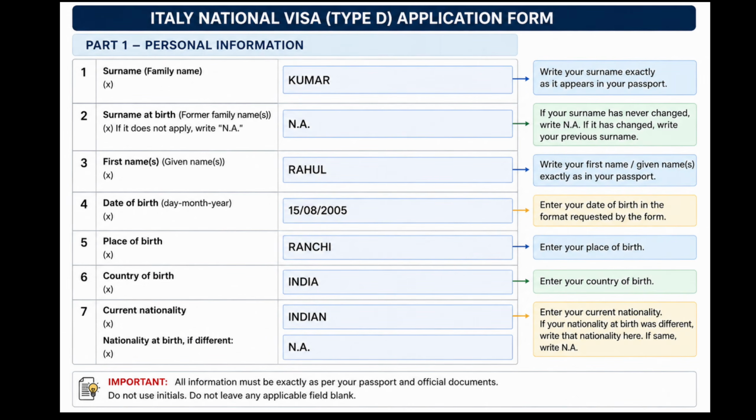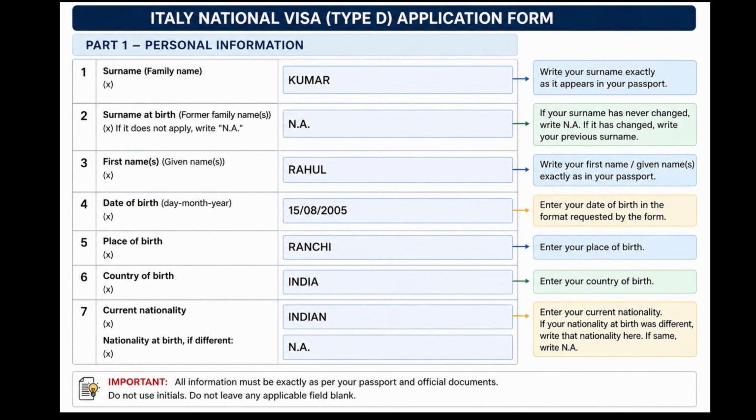Question 2. Surname at birth. This asks for your surname at birth, or former family name. This is relevant where applicable. If you have never had a different surname, follow the instructions applicable to your form and personal situation rather than inventing information. Question 3. First name, given name. Question 3 is your first name or given name. Again, copy the information directly from your passport. Make sure the spelling and the order match your travel documents.